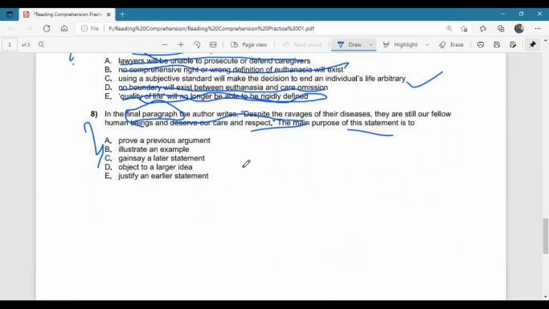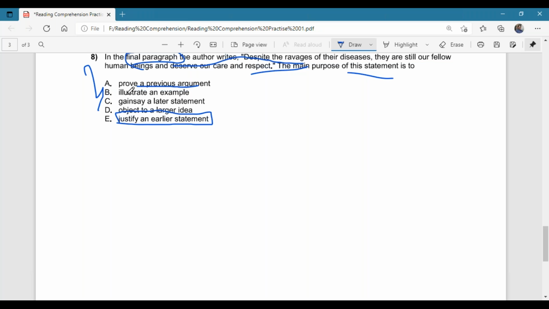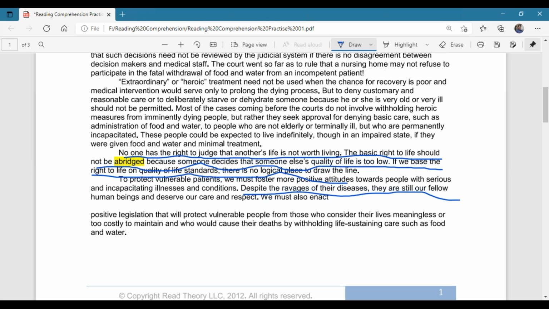His main intention is to justify an earlier statement. Okay, because he had written, despite the ravages of their diseases, they are still our fellow human beings and deserve our care and respect. So, despite all those things, they are still our fellow human beings. So he means to justify the earlier statement that he has given. He is not trying to argue anything. He is not trying to give any example. He is not gainsaying a later statement. That means he is not at all contradicting. He is not objecting to any larger idea. He is just trying to justify his statements, whatever he has given. That means give more explanation of the things.